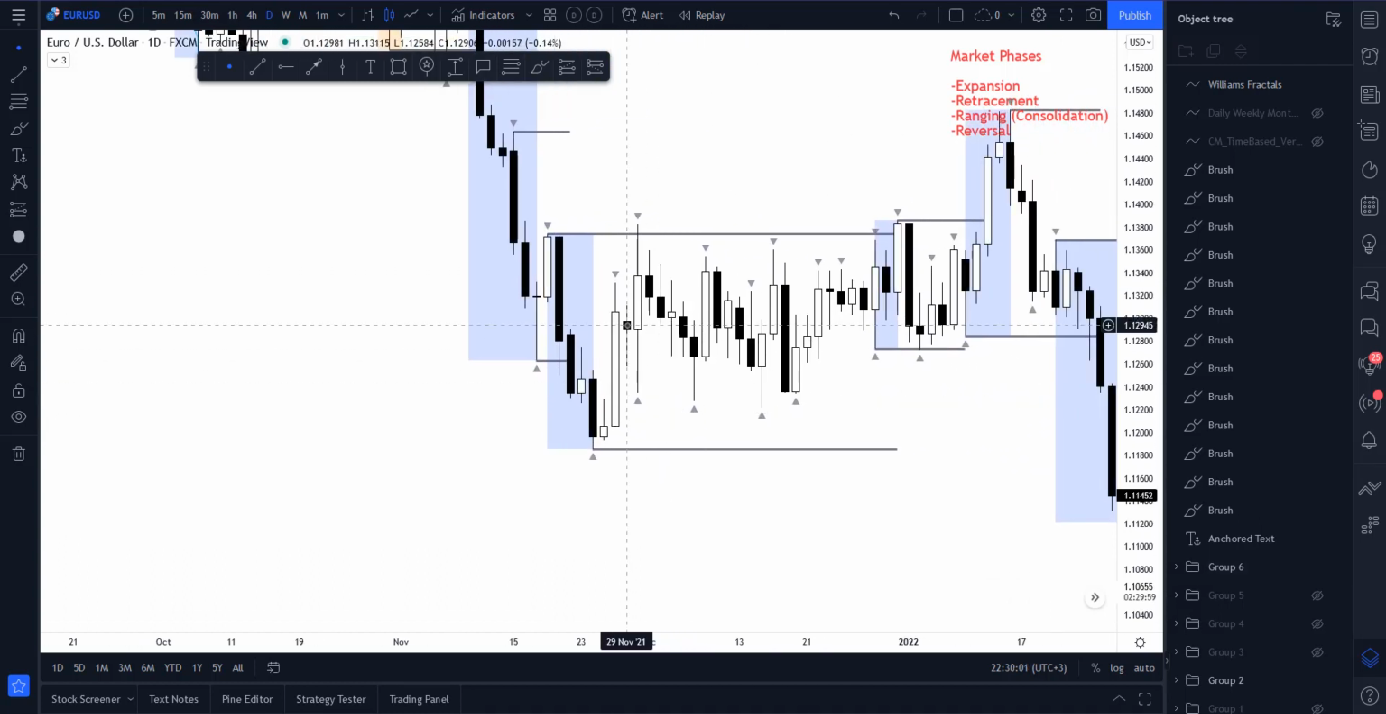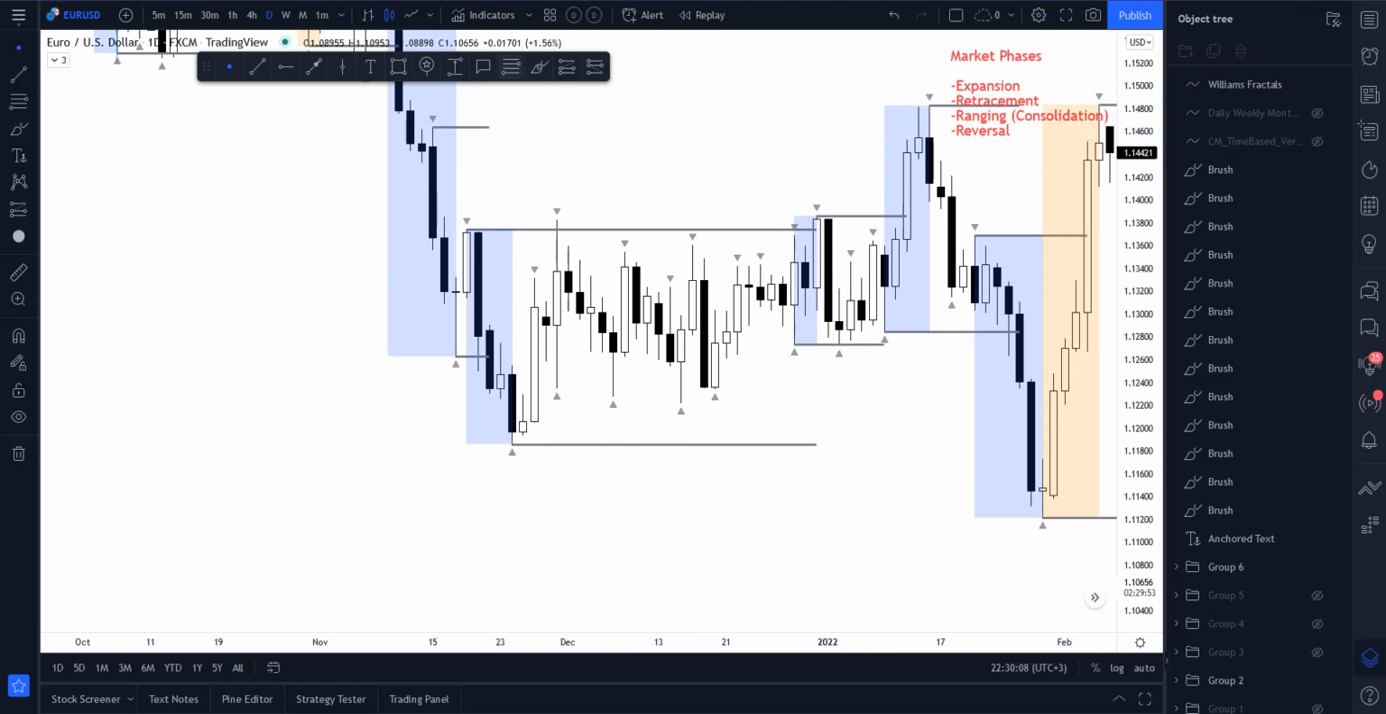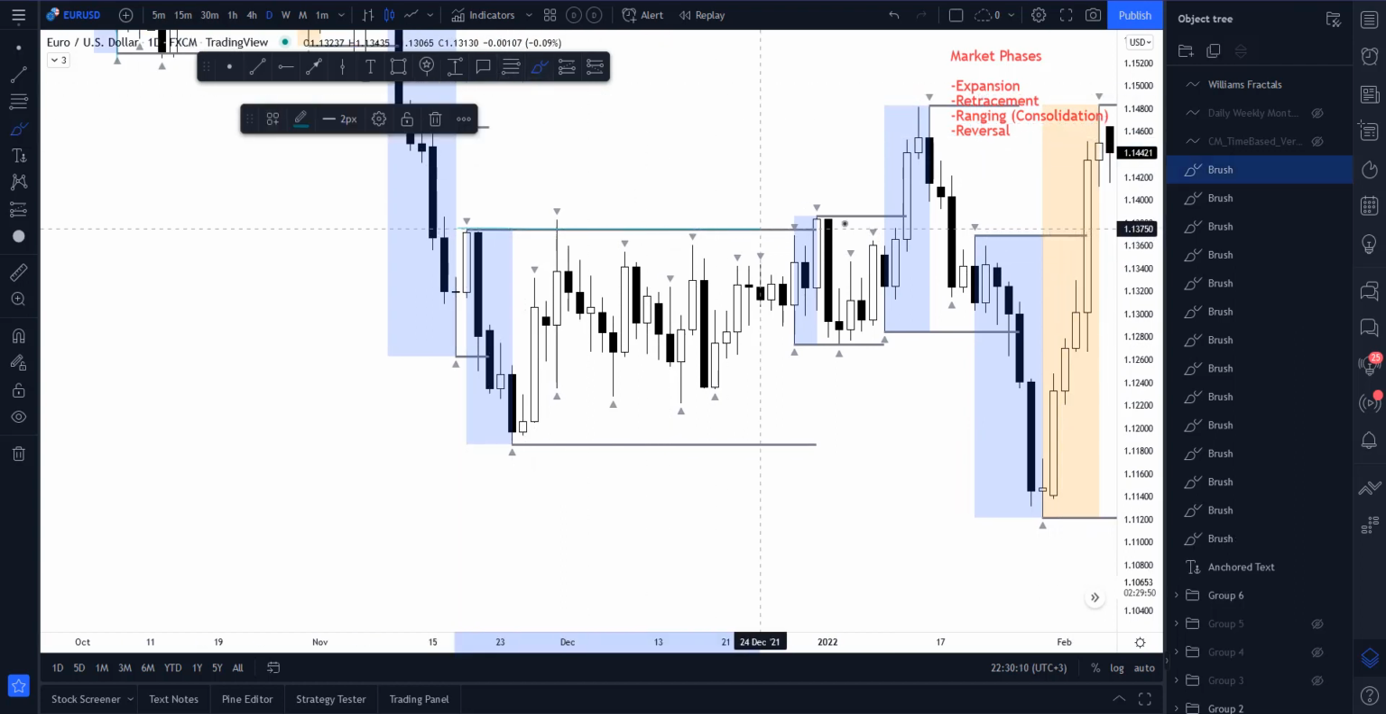What happens when price is not able to break in one direction or another? When this happens, we call this a ranging market condition. Price respects the low of the market structure and the high of the market structure.